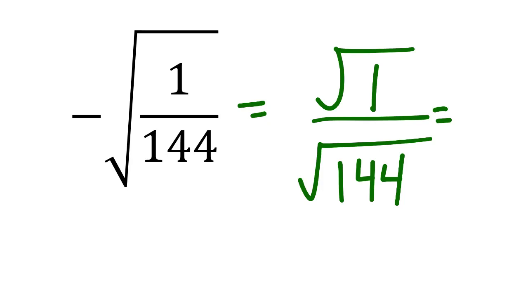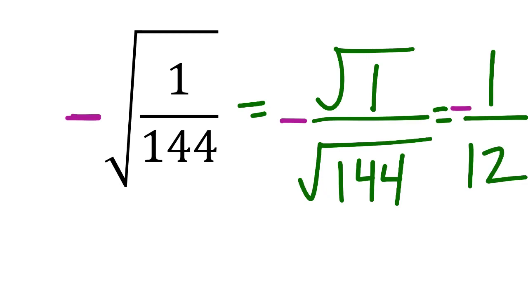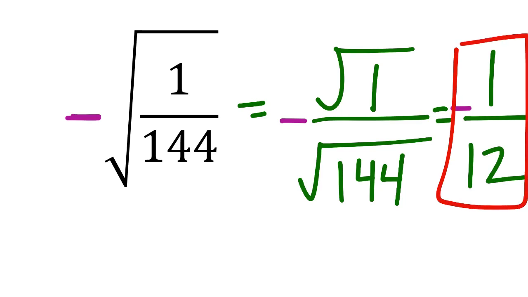Well, the square root of 1 is 1. The square root of 144 is 12. Now, don't forget, this one did have a negative out here in the front, so it also makes the fraction negative, and the final answer is also negative. So, the final answer on this one, negative 1 over 12.